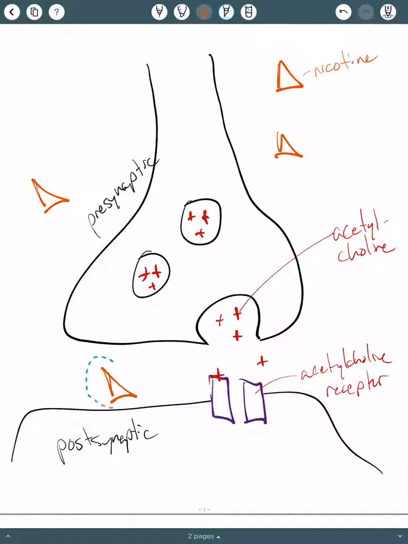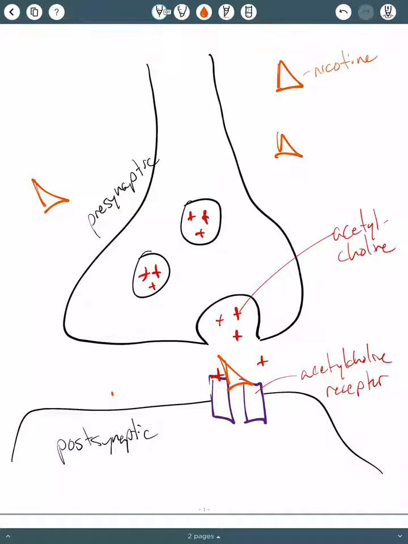What nicotine really likes to do is stick to acetylcholine receptor, and when it does, it activates it as though acetylcholine were there, binding to the receptor and activating it. But then something else happens. It sticks there, and it prevents acetylcholine and other molecules of nicotine from binding to and activating the receptor.